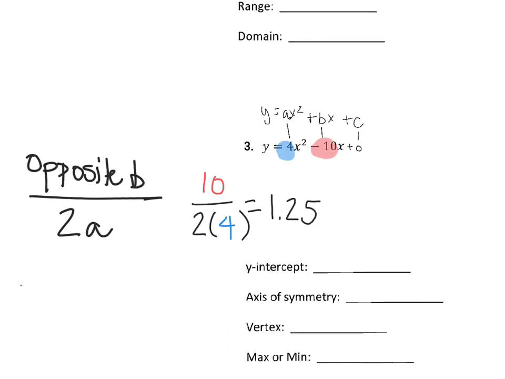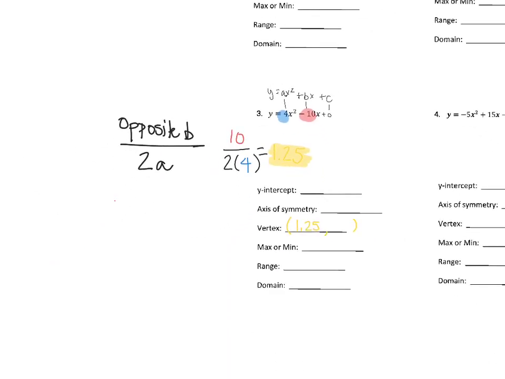So what you have right now is half of your vertex. You know the x value of your vertex is 1.25. So I'm going to write that in here for my vertex, 1.25. That is half of my vertex. The second half of the vertex, that's the part I think yesterday that you guys were struggling with the most.